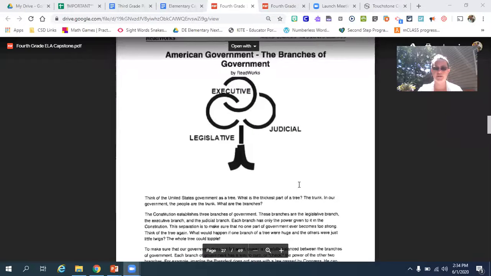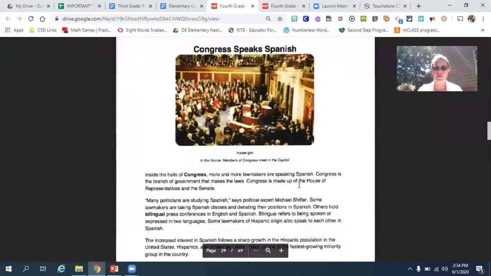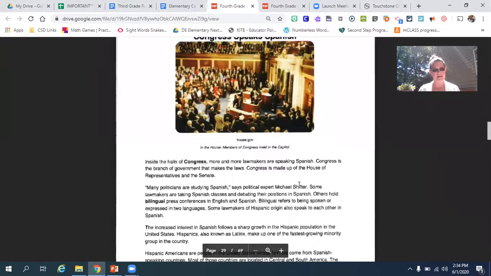Okay, so now that we've done that, we're going to read the second article of the day, Congress Speaks Spanish, and it's about our government. And this is a 1-pager also, okay? So again, read the first time, follow along with me. It's the very next story in your packet about Congress Speaks Spanish.